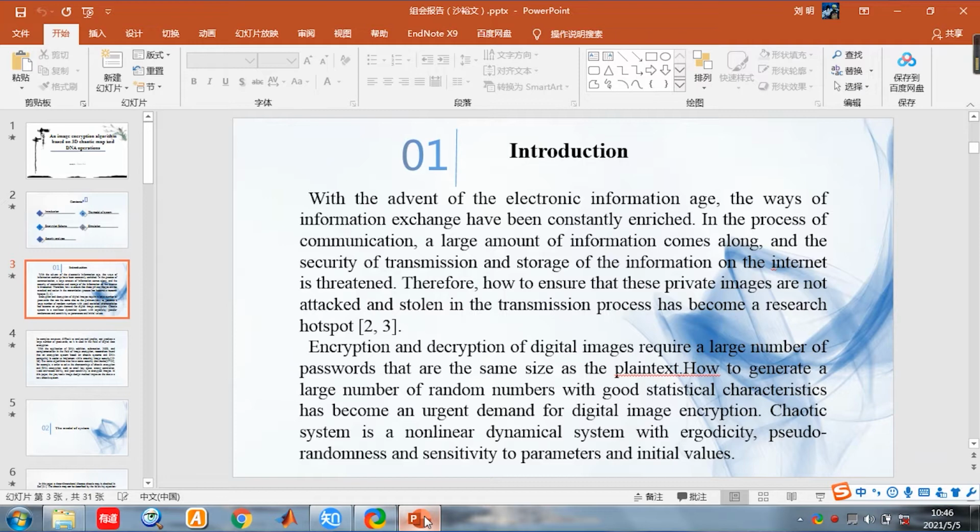Introduction. With the advent of the electronic information age, the ways of information exchange have been constantly enriched. In the process of communication, a large amount of information comes along, and the security of transmission and storage of information on the internet is threatened. Therefore, how to ensure that this private information, such as images, is not intercepted or stolen in the transmission process has been a rich topic.